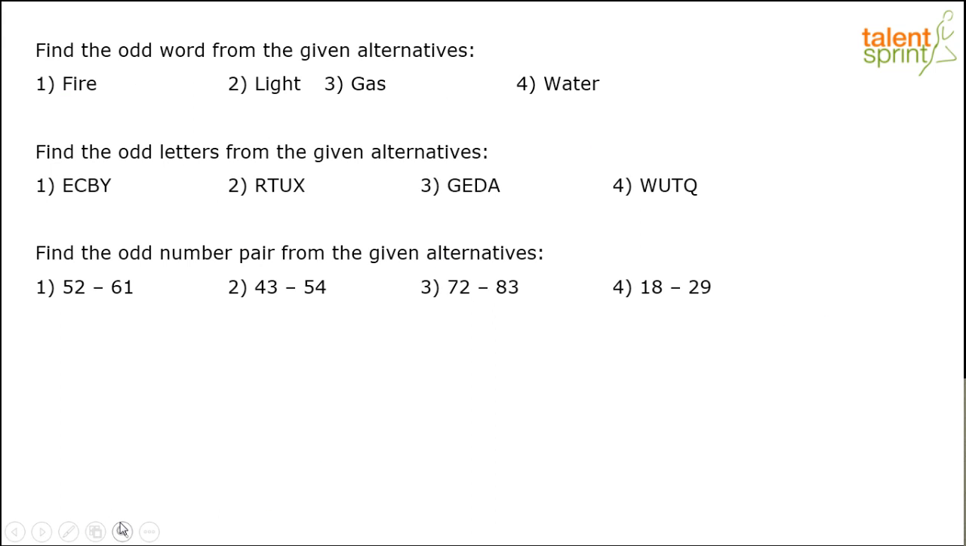Okay, the next 3 questions. Now these 3 questions are based on finding out the odd word or odd letters or odd numbers. So you have 30 seconds or maybe 45 seconds to attempt all the 3, and your time has already started. Quick. Find the odd word from the given alternatives. Find the odd letters from the given alternatives. Find the odd number pair from the given alternatives.